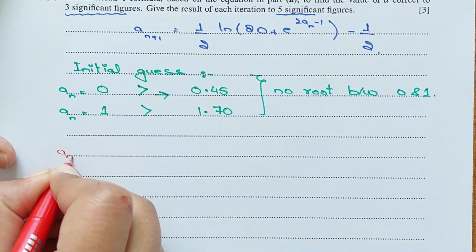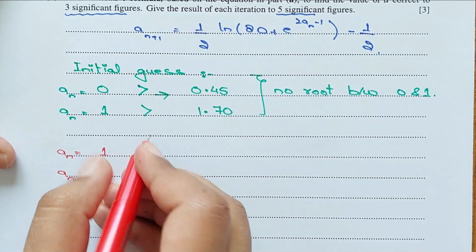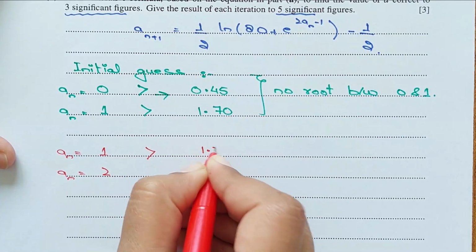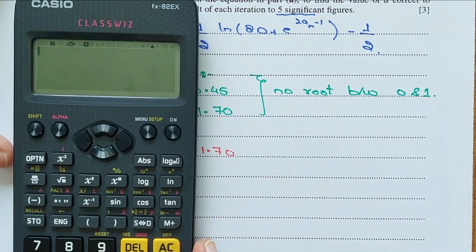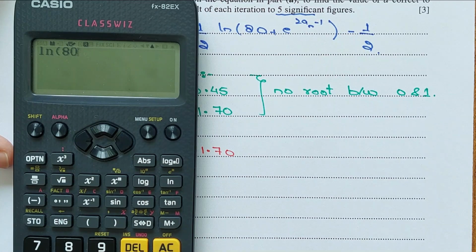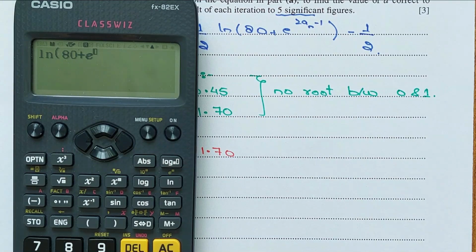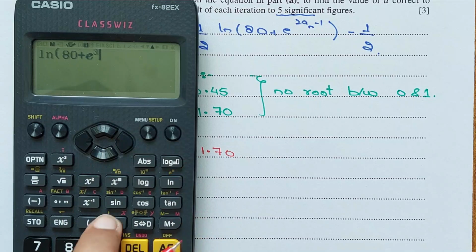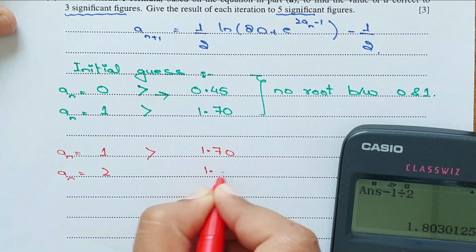Okay, now the next guess is between 1 and 2. So if a(n) is 1 and a(n) is 2: at a(n) equals 1, the answer is 1.70. Let me check at 2. We have ln of 80 plus e^(2 × 2 − 1), which is e^3, divided by 2, subtract 1/2. So this is 1.80.